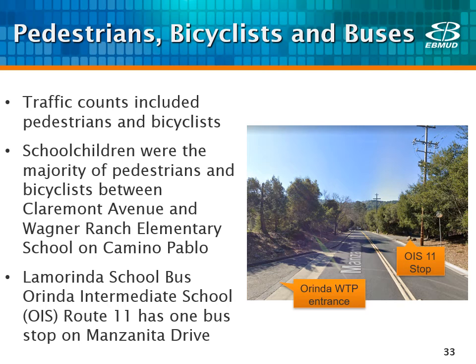The traffic counts also included pedestrians and bicyclists at all the study intersections. As expected, school children were the majority of pedestrians and bicyclists between Claremont Avenue and Wagner Ranch Elementary School on Camino Pablo. We also reviewed all school bus routes in the project vicinity, and only one route has a stop along the project construction route, the La Orinda school bus route that serves Orinda Intermediate School, OIS Route 11, does pick up and drop off students on the north side of Manzanita Drive across the street from the north gate of the Orinda water treatment plant site.